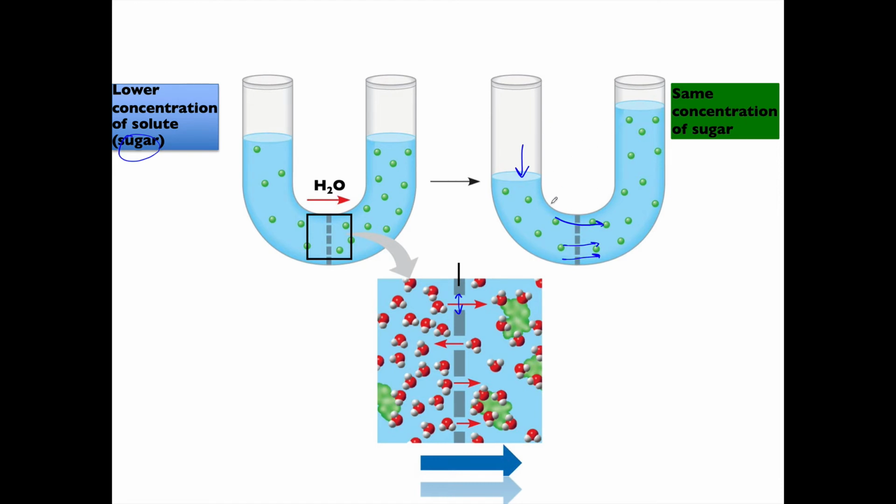And this U tube will permanently stay like this as long as nothing else happens. Okay, so we clearly have a net movement of water from the left to the right as water tries to dilute this side over here of the U tube. Once it's like this, now you have the same concentration of sugar. You're at equilibrium.